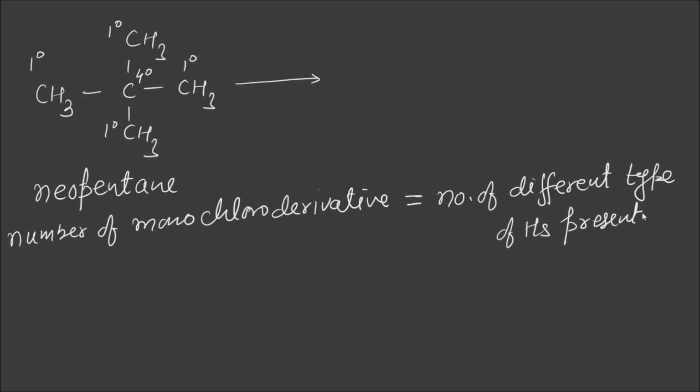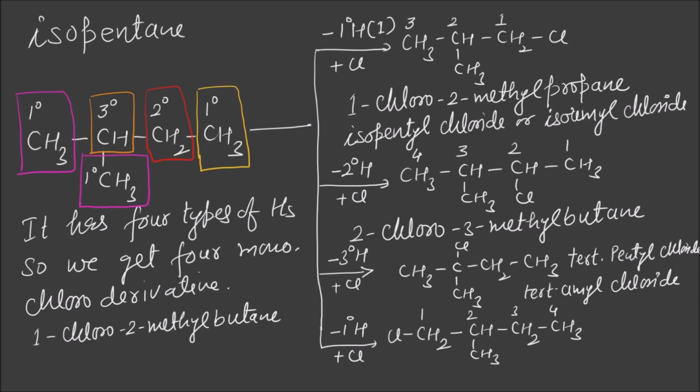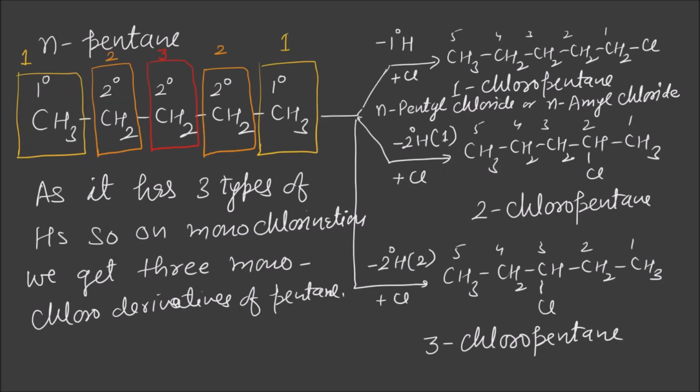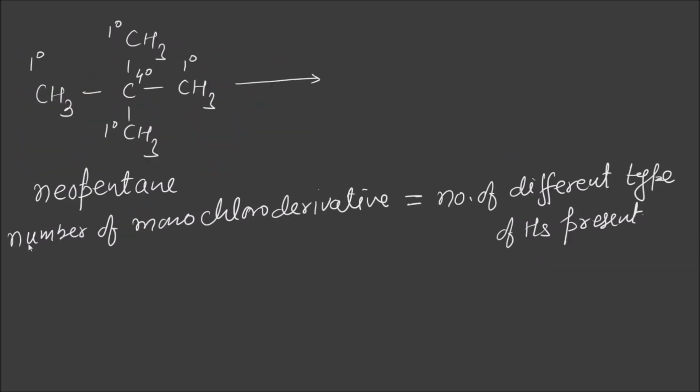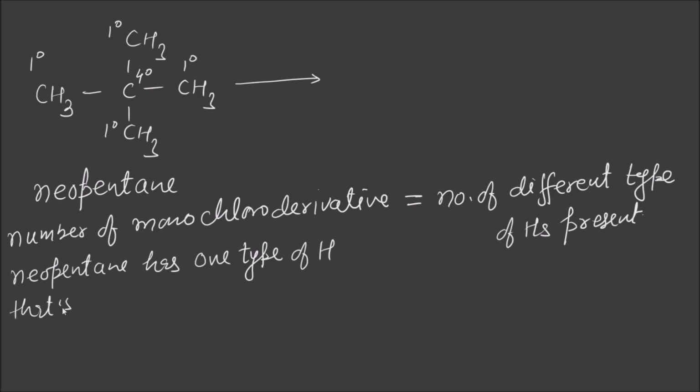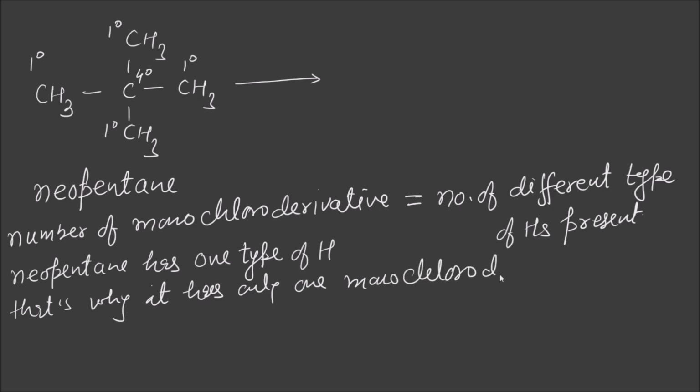There is only 1 type of hydrogen. See what I write here. It has 4 types of hydrogens. In normal pentane, it has 3 types of hydrogens. So in this case, neopentane has 1 type of hydrogen. That's why it has only 1 monochloro derivative.